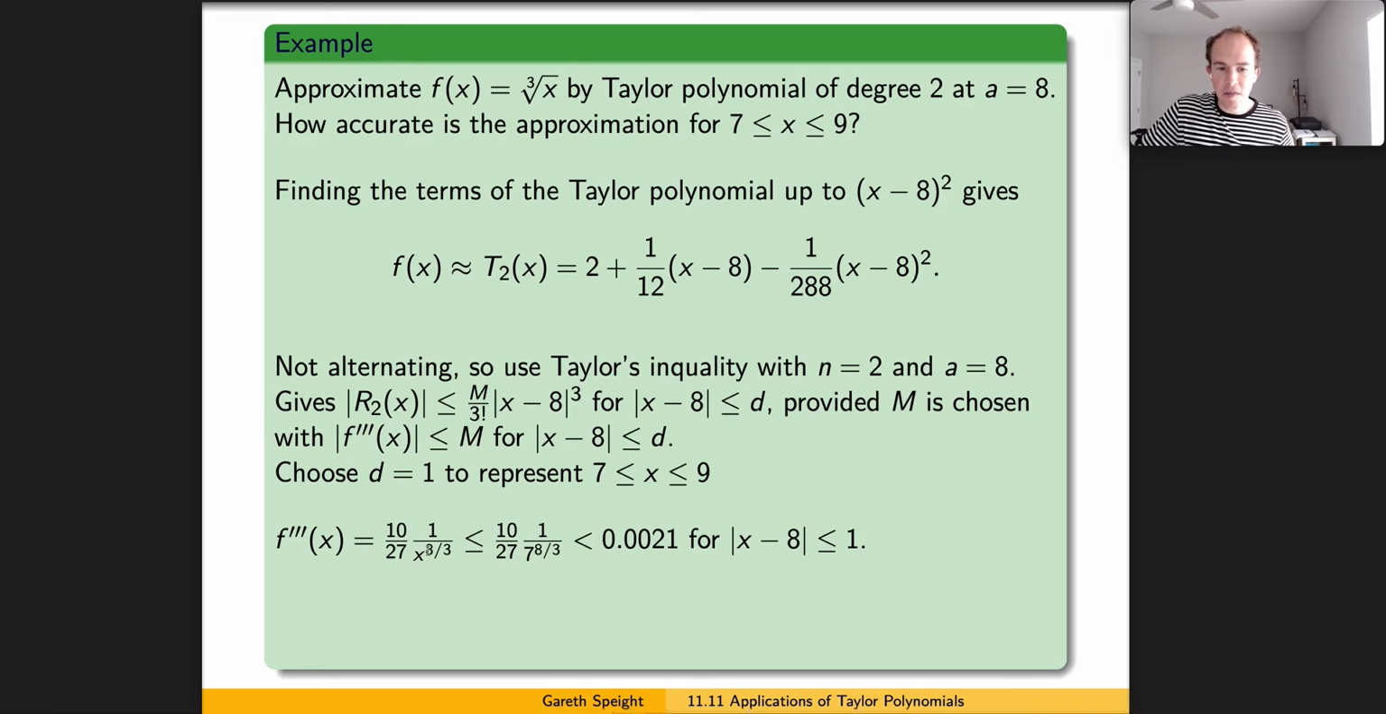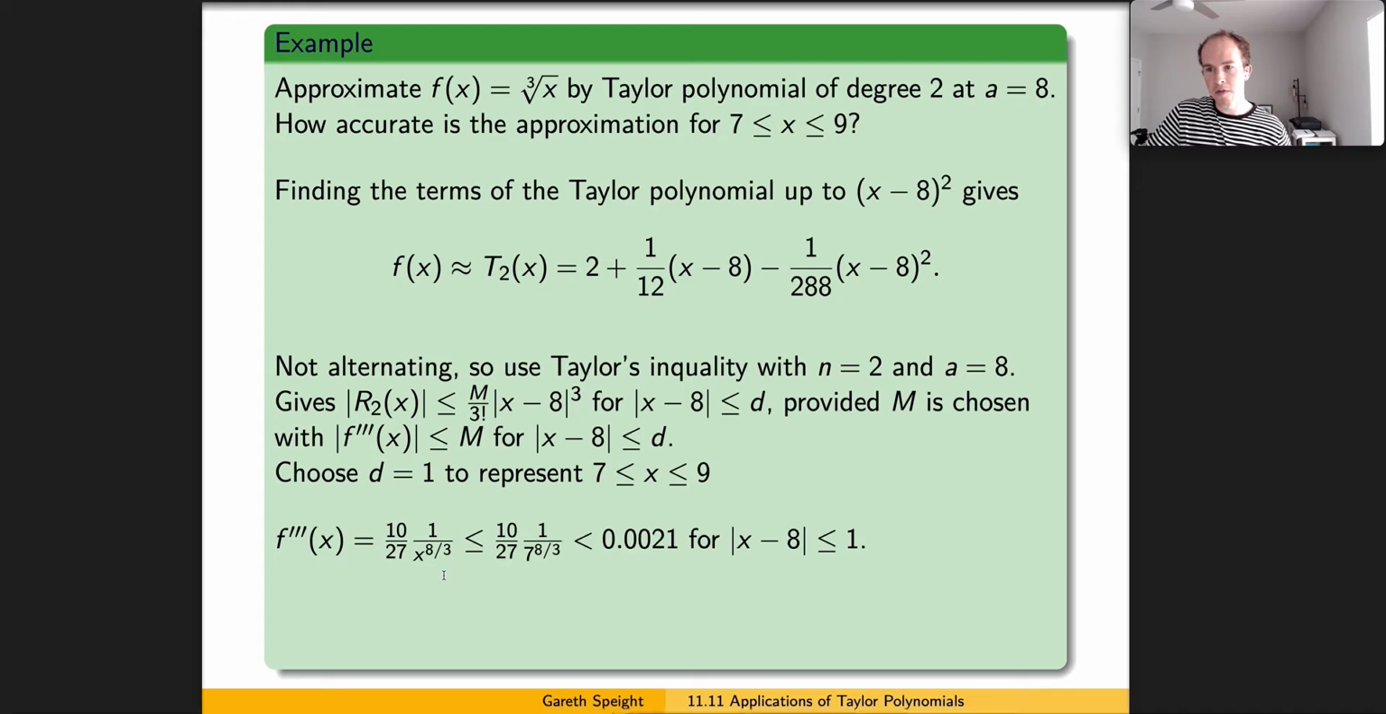And we need to bound this between 7 and 9. So 10 over 27 is not doing anything, it's just a constant multiple. We need to bound 1 over x to the positive power of 8 over 3 for x between 7 and 9. And as we said with fractions, if we want to bound it above, that means we need to find a number that's bigger. So we need to make it bigger.